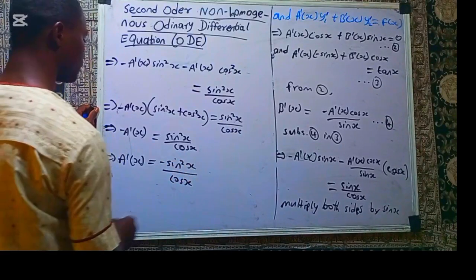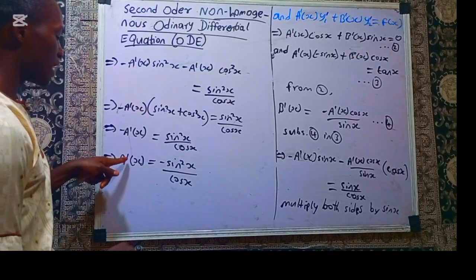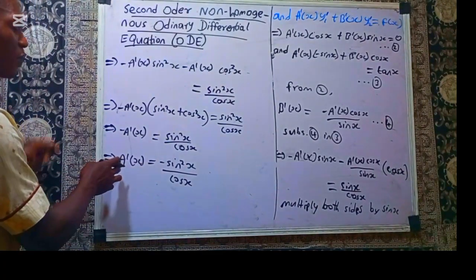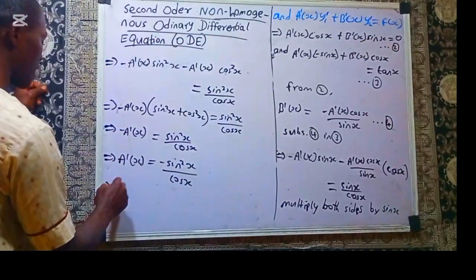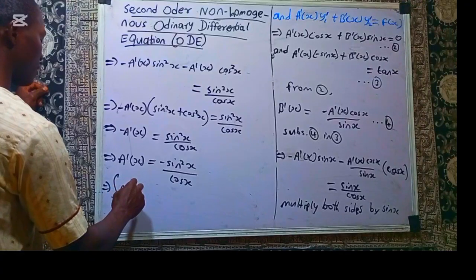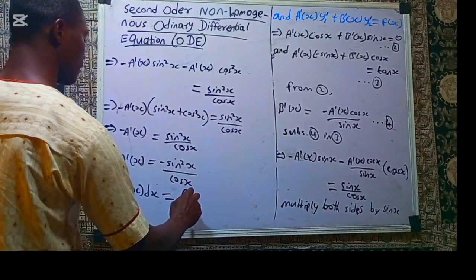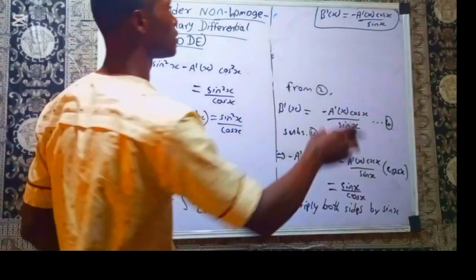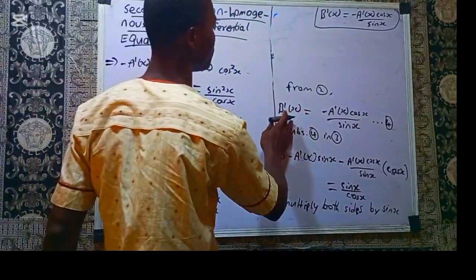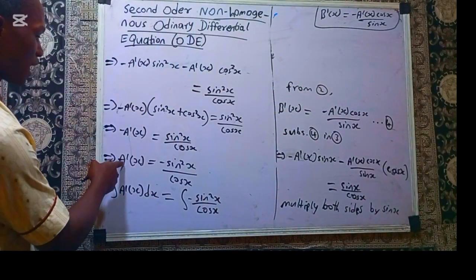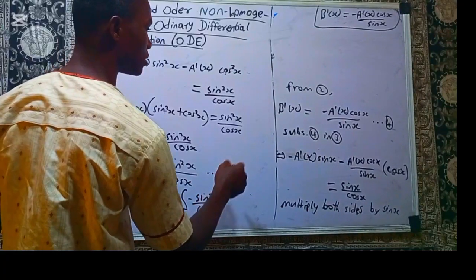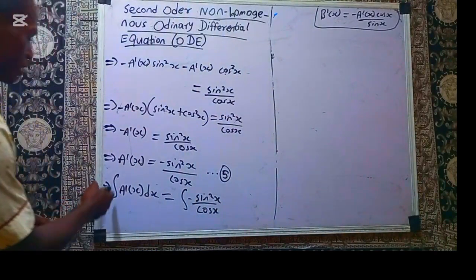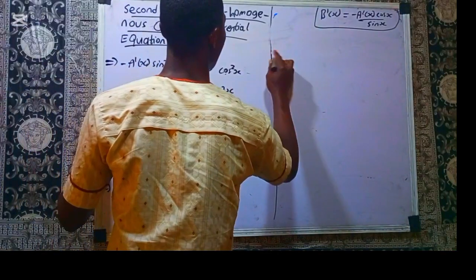What we are going to do is get my a of x, I want to get this constant. How do I get it? For me to get this constant, I have to integrate both sides, right? This implies integral of a prime of x dx equals integral of negative sine squared x divided by cos x. I've written this b prime of x somewhere here so that I can use it. Then this a prime of x, let me call it equation 5. So I can now clean the board. Remember, I want to integrate this, right? The integral will cancel the derivative on the a prime. So you will now have your a of x.